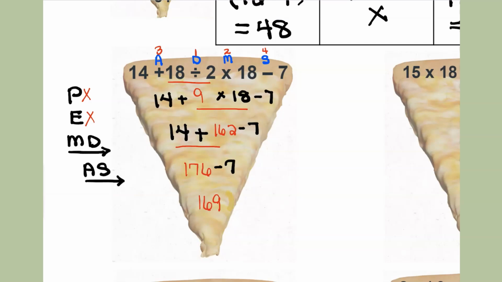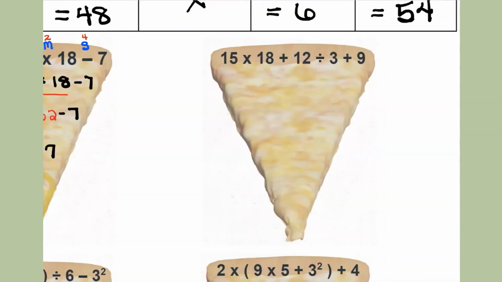176 minus 7 is 169, and that would be the first bite of our pizza problem. All right, let's continue on.